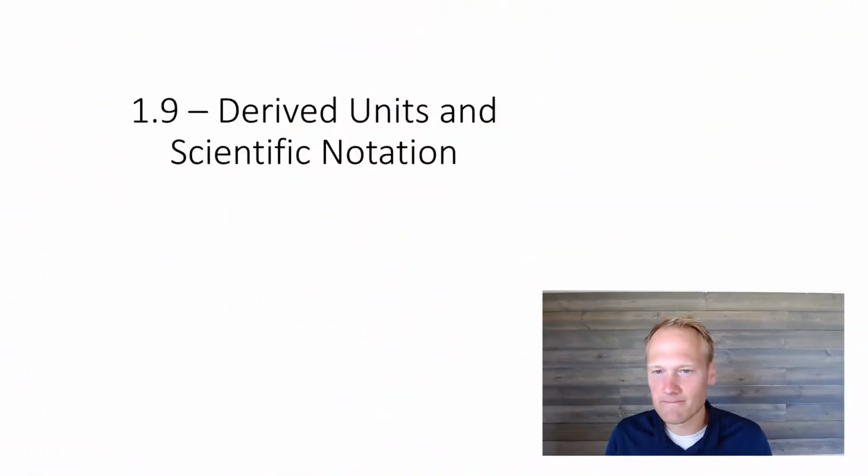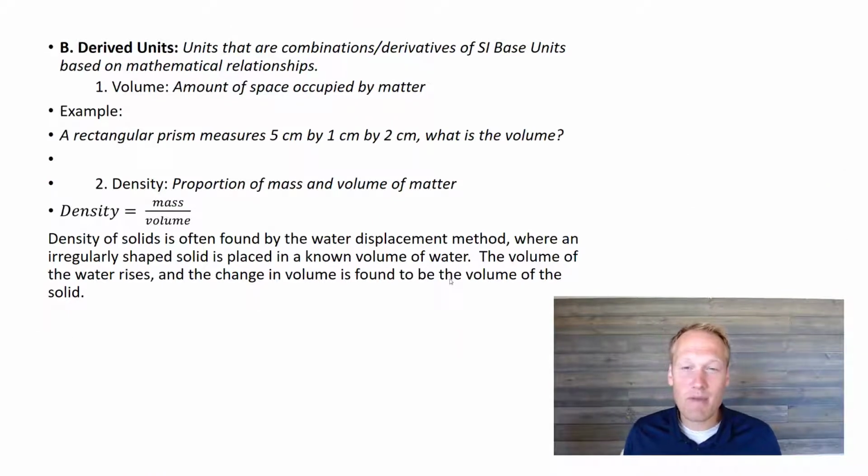So let's get started. A derived unit is when we mathematically combine base units. We talked about how there are only 7 base units, but there are a lot more measurements than that. Things like volume and density.